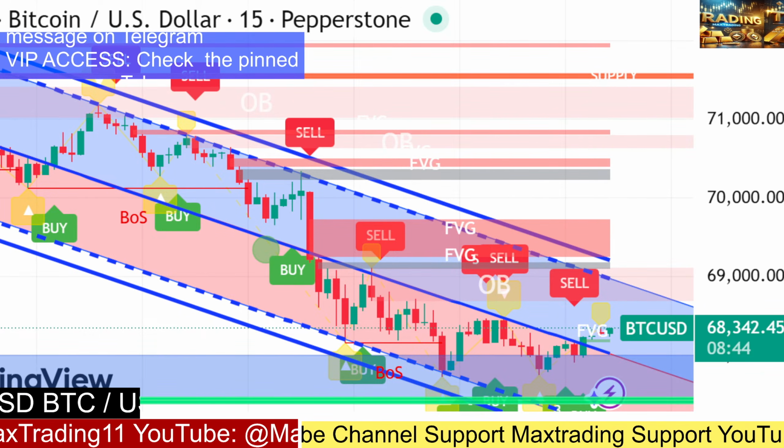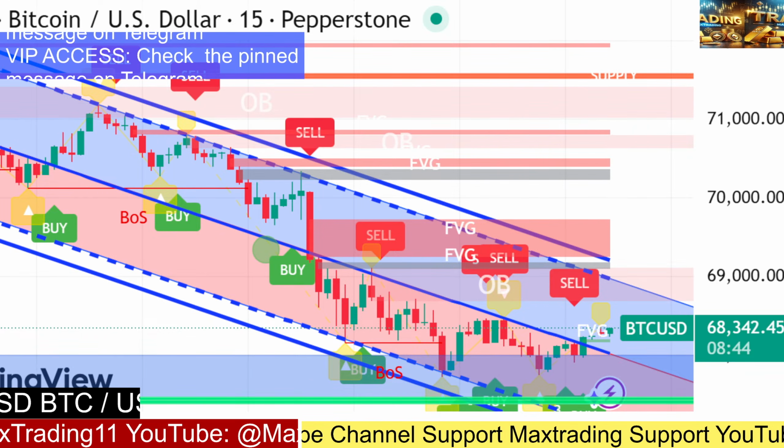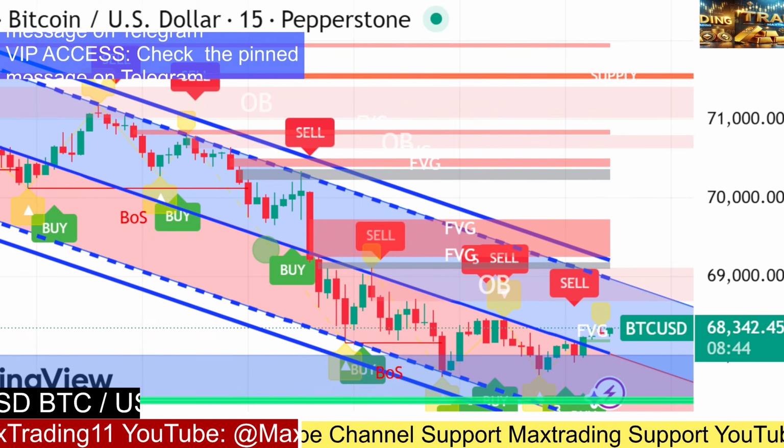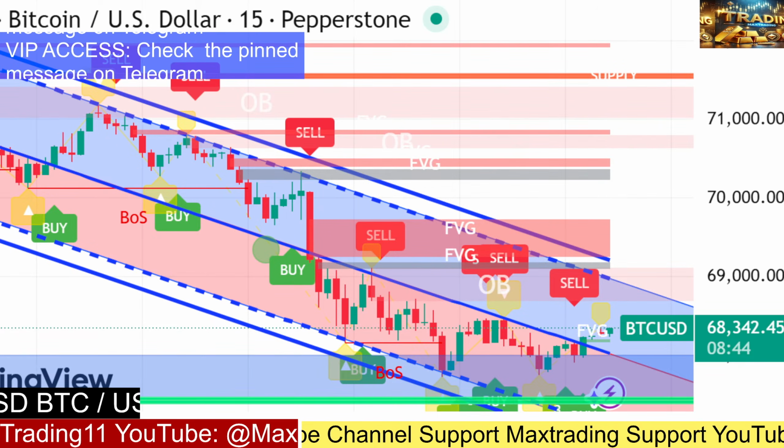Zigzag confirmation. Zigzag helps you differentiate. If a new zigzag leg forms outside the channel, the trend may be changing. If not, it's probably a fake move.